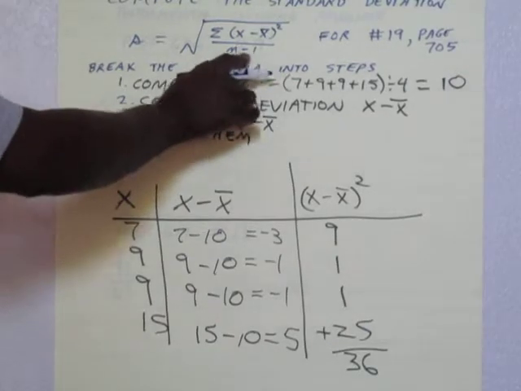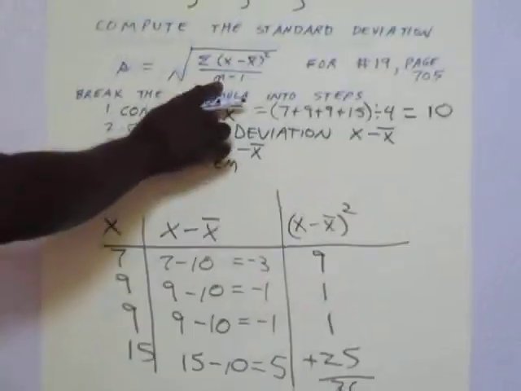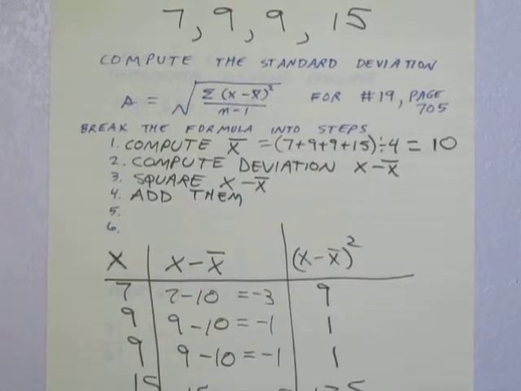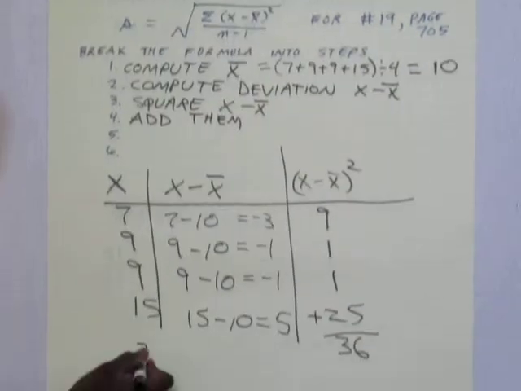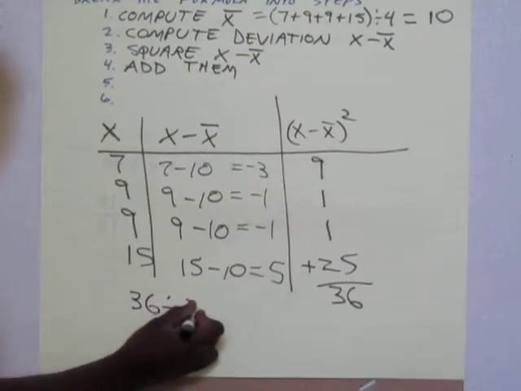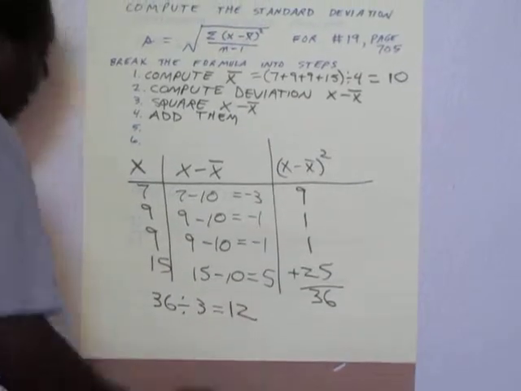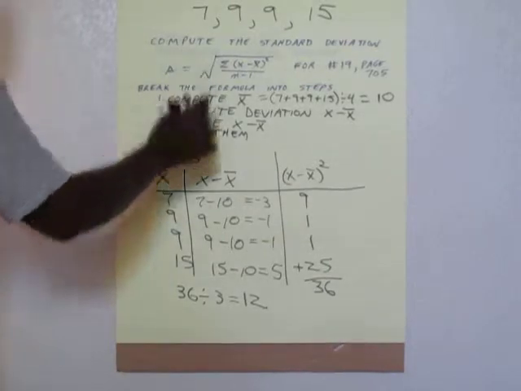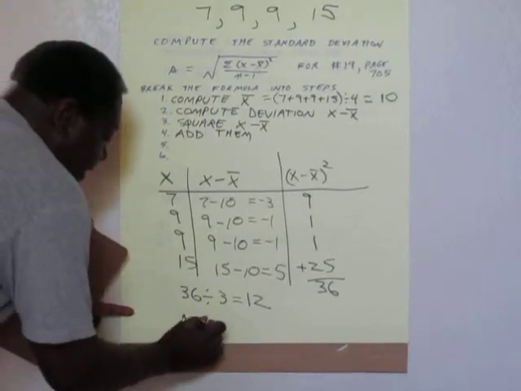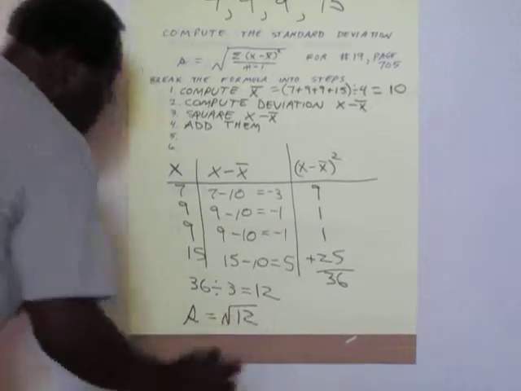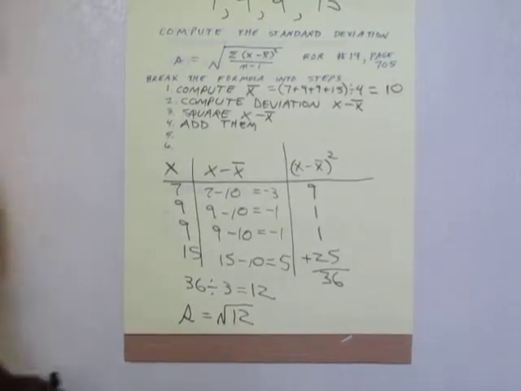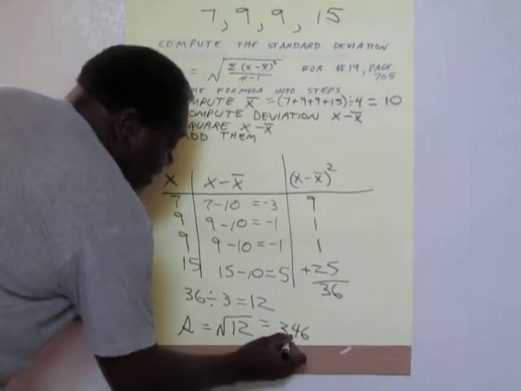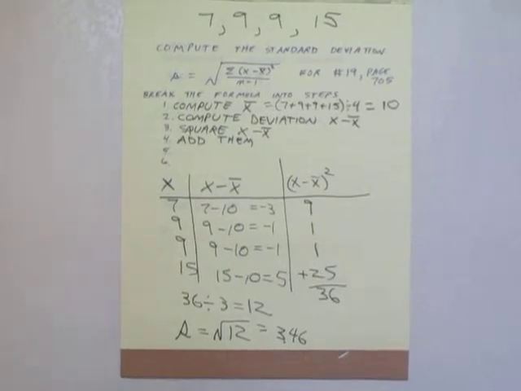We want to divide by n minus 1. Now in this case, n is 4 because there are 4 numbers. N minus 1 is 3. So 36 divided by 3, that's 12. The last step is to take the square root, and our standard deviation is the square root of 12, which is approximately 3.46. So that's the standard deviation for this set of data.